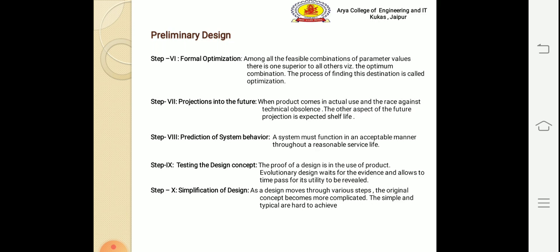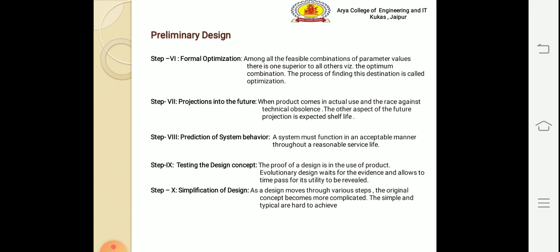Step 6, formal optimization. Among all the feasible combinations of parameter values, there is one superior to all others, the optimum combination. The process of finding this destination is called optimization. Step 7, projection into the future. When products come into actual use, there is the race against technical obsolescence; the other aspect of the future projection is expected shelf life. Step 8, prediction of system behavior. A system must function in an acceptable manner throughout a reasonable service life.